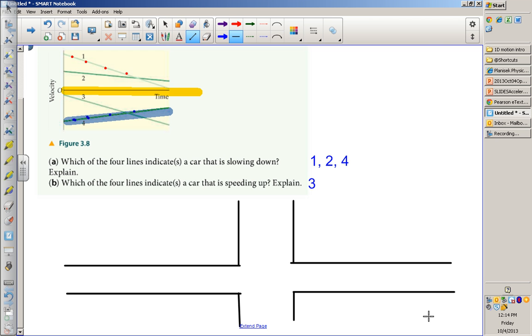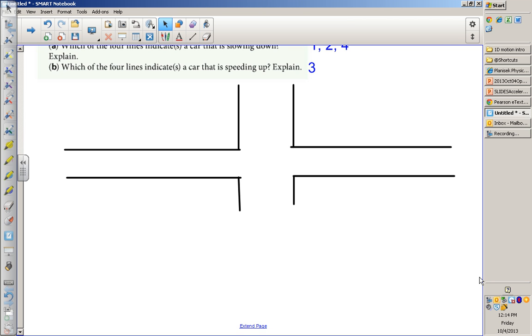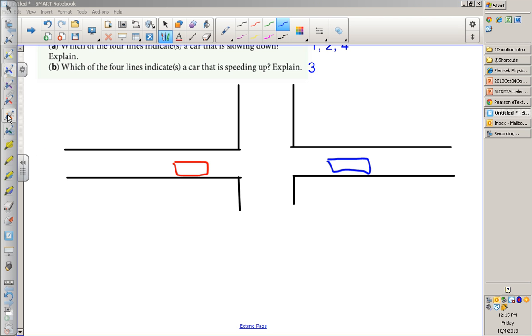Okay. So here's an intersection. And there are 3 cars approaching this intersection. First, a red car. Second, a blue car. Third, I'm not going to use green because those graphs are green, I'm going to go orange. Okay, third, an orange car. Okay? So, red.